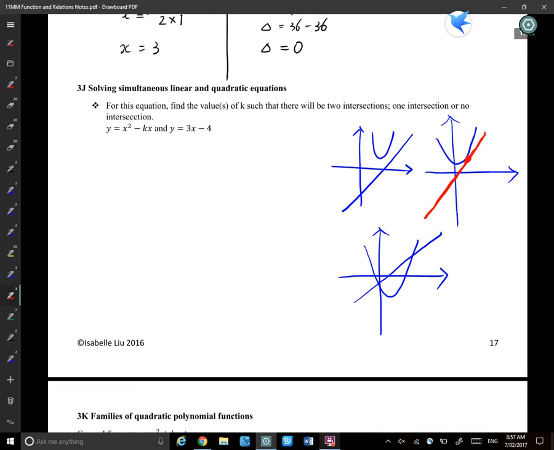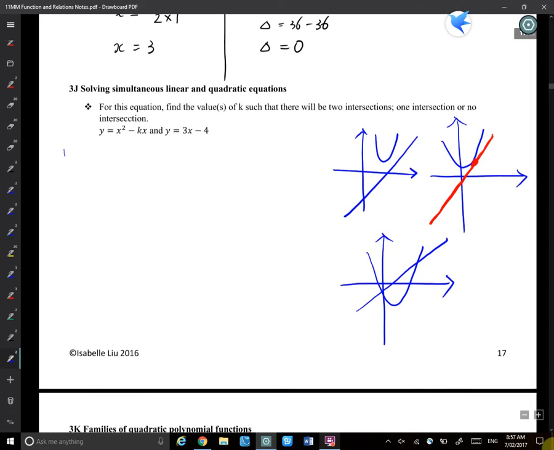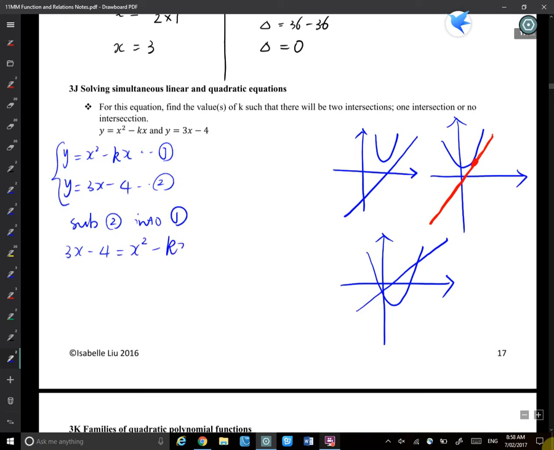I just want to show you graphically there can be 3 cases. But we are not going to solve this by looking at graphs. There's no way we can solve this question by looking at graphs. So what we can do is use the algebraic way. We have one equation, y equals x squared minus kx, and we have y equals 3x minus 4. So we can solve it simultaneously. That's number 1, that's number 2. I will sub number 2 into number 1. We will have 3x minus 4 equals x squared minus kx.